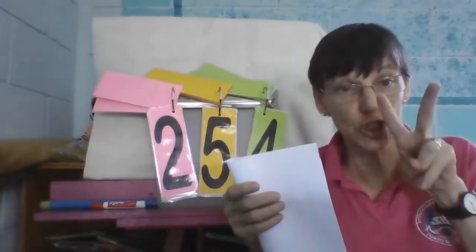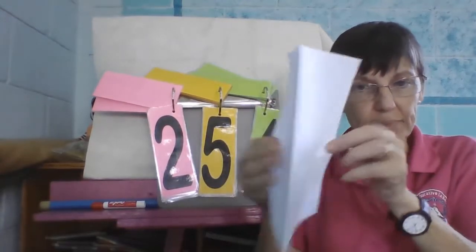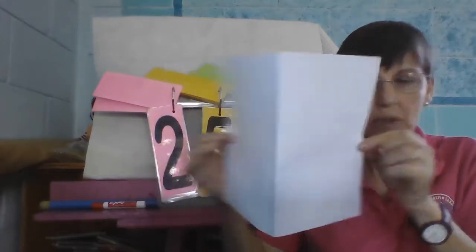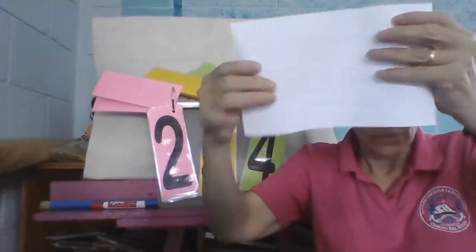Well, let me go get a piece of paper, okay? I'll be right back. Okay, I'm back. Now, here's a piece of paper. When we talk about half, we're going to cut this in 2 pieces, and both pieces are going to be the same. See that? Okay, so you ready? Here we have one piece, and we're going to cut it in half.